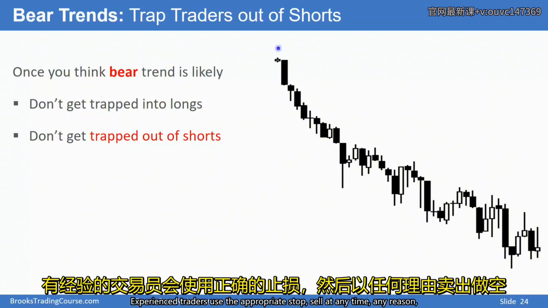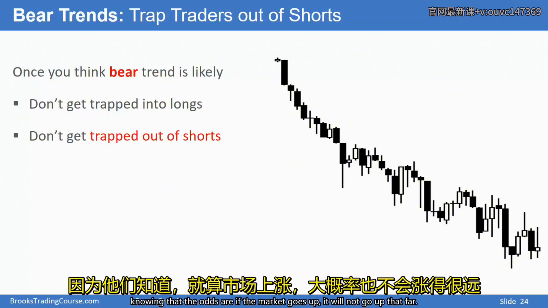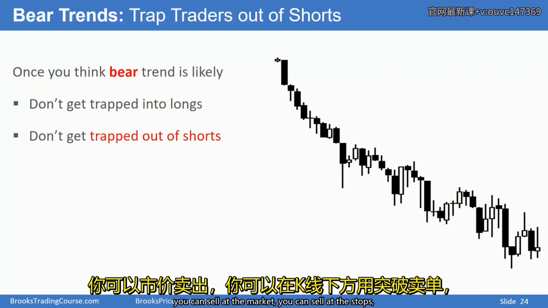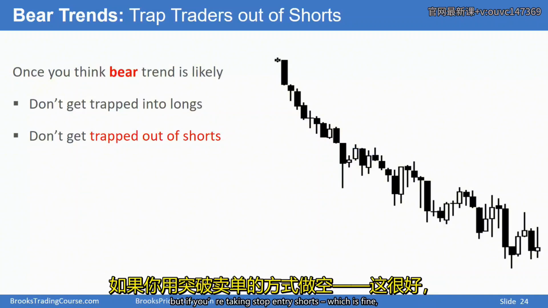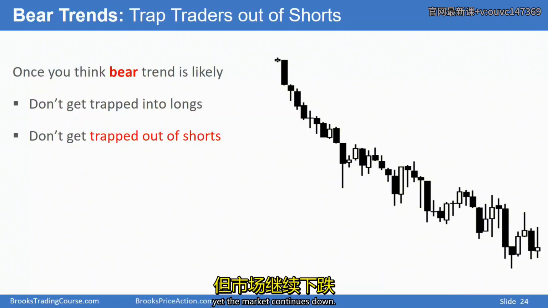Experienced traders use the appropriate stop, sell at any time, any reason, and they take these sell signals even with the bad sell signal bars, knowing that the odds are if the market goes up, it will not go up far. So when you're trading in a strong bear trend and you're looking to short, you can sell at the market, you can sell with stops, but if you're taking stop entry shorts, which is fine, and most beginners should do that, the sell setups never look good enough, yet the market continues down.